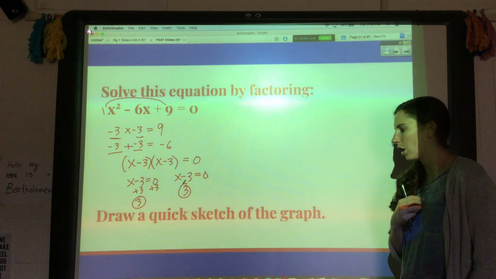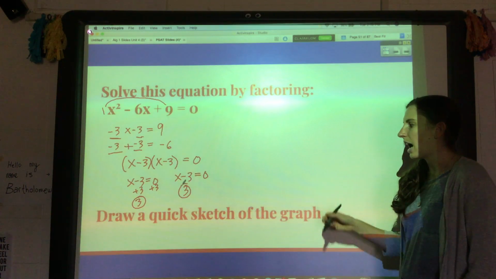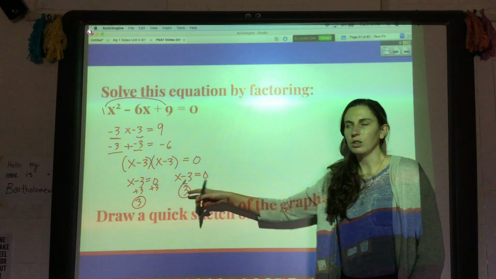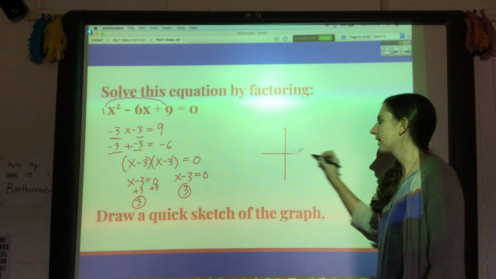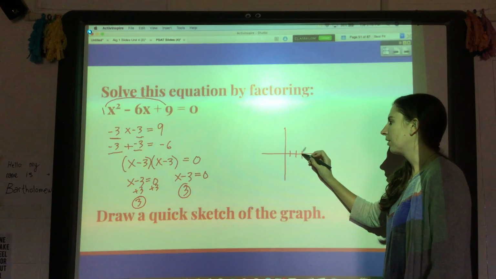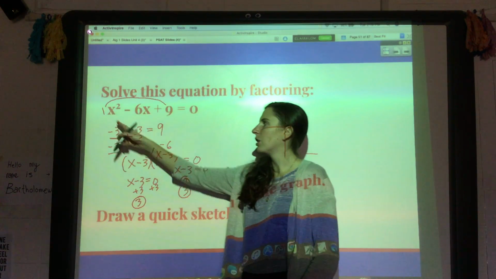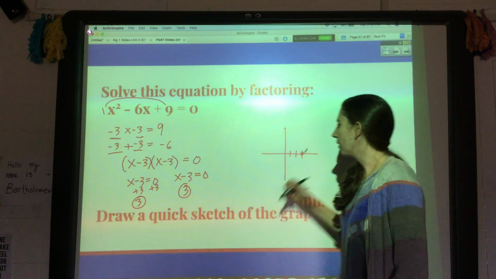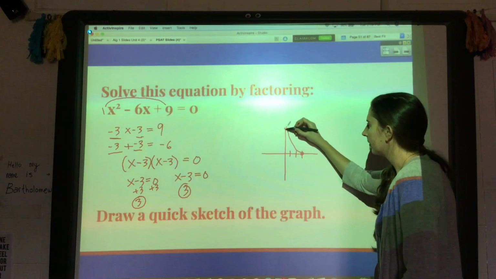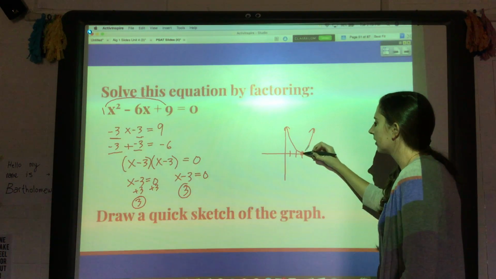If I wanted to draw a quick sketch of this graph, I know that since 3 is a solution, then it would have to hit the x-axis at 3, right here. And since there's no negative in front, I know that it opens up. So it looks something like this.